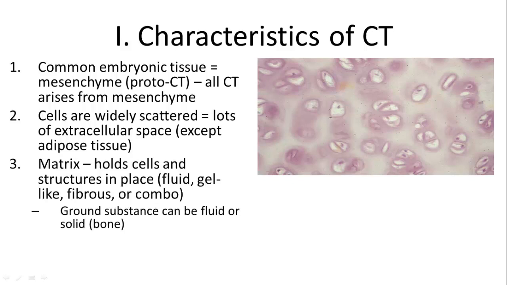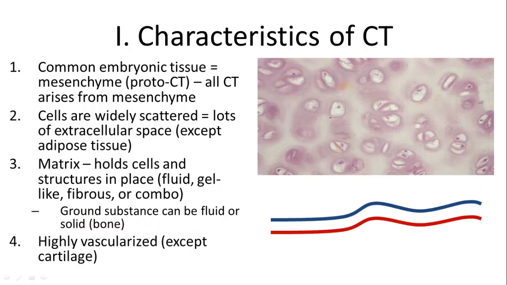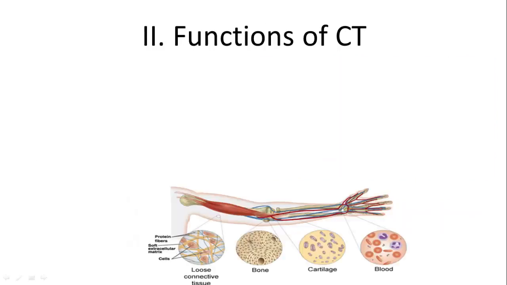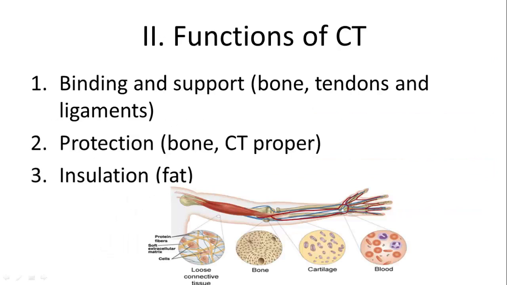The matrix then holds those cells in place. The composition of the matrix helps define what it is. It can be fluid or gel-like or fibrous or a combination of the two. That matrix is called the ground substance, and it can sometimes be solid, such as in bone. And it's also highly vascularized as opposed to epithelial tissue, which didn't have a blood supply. The functions of connective tissue are to bind and support, protect, insulate, and or transport. So in that way it's connecting two different tissues or two different parts of the body, such as in blood.